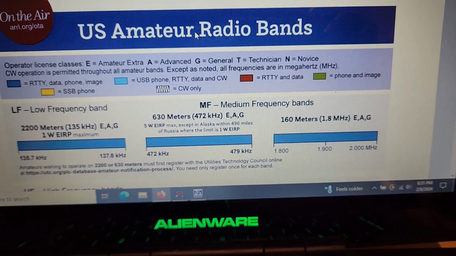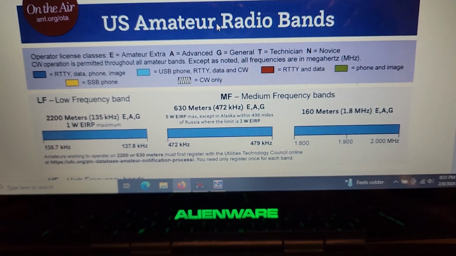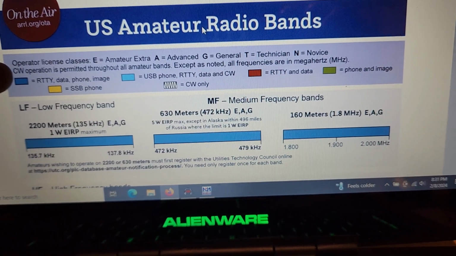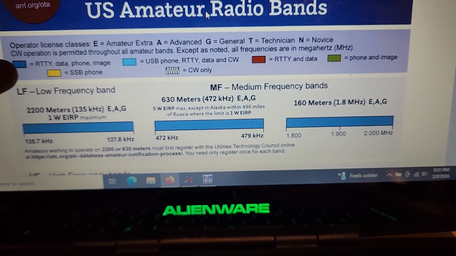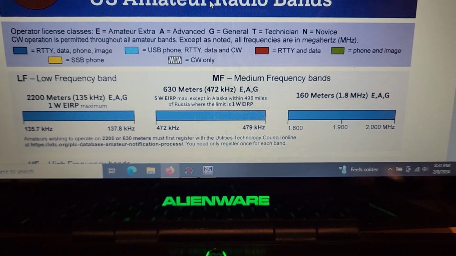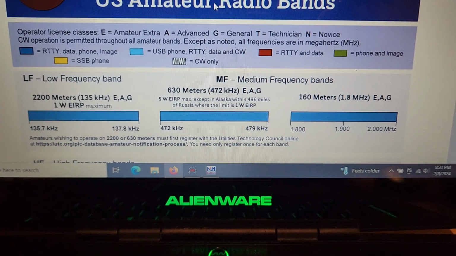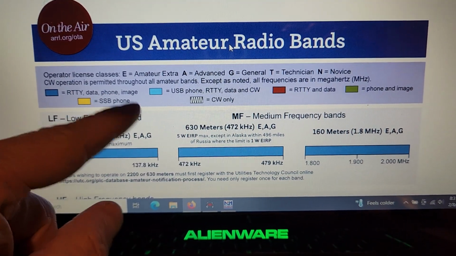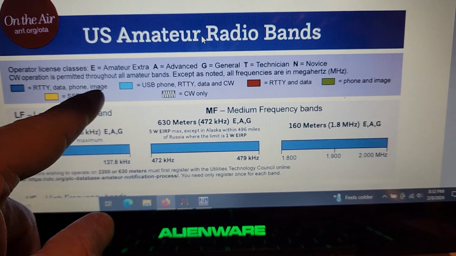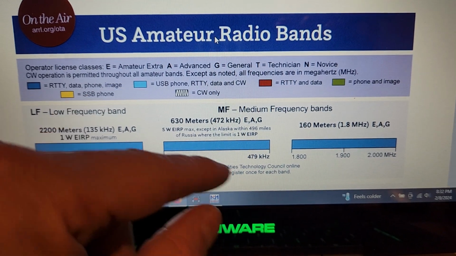So the color coding, you can see up above here in the key, talks about different things: RTTY, data, phone, and image. We'll just go over a couple of these. RTTY, data, kind of the same thing, digital stuff. Phone means talking, like we were talking on the microphone. That's phone, or single sideband. Image, yes, you can send pictures. That's, again, not done a lot by folks.